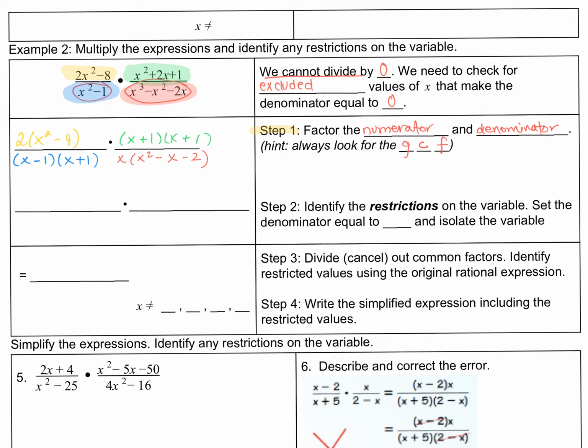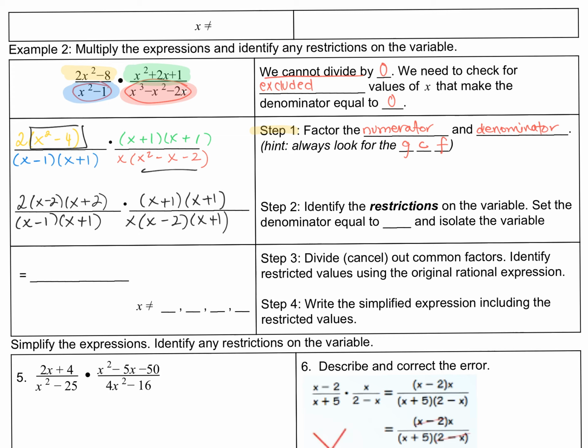So far we've factored out some GCFs, but if there are things where I can keep factoring, then I want to do that. For example, if I look over here, this is a difference of squares. So x squared minus 4 is x minus 2 times x plus 2. On the bottom, I can't factor that more, so I'm just going to rewrite it as is. Same thing for the top on the right, x plus 1, x plus 1. This one I can keep factoring. That's going to factor into x minus 2 times x plus 1.